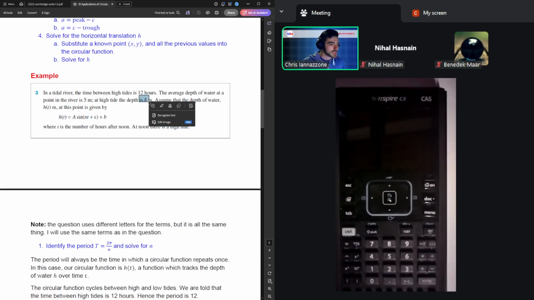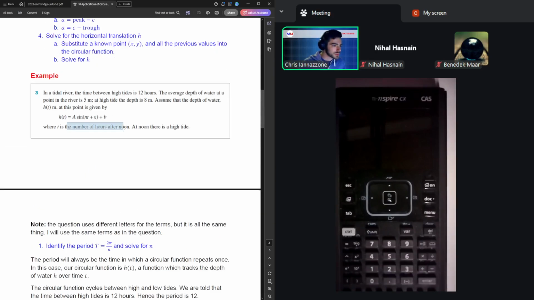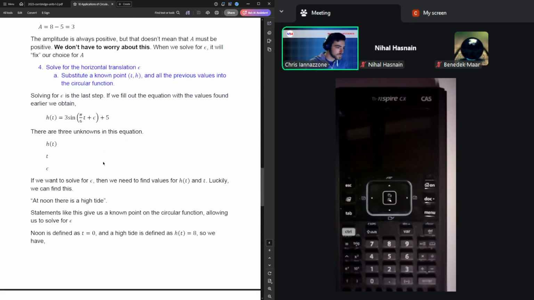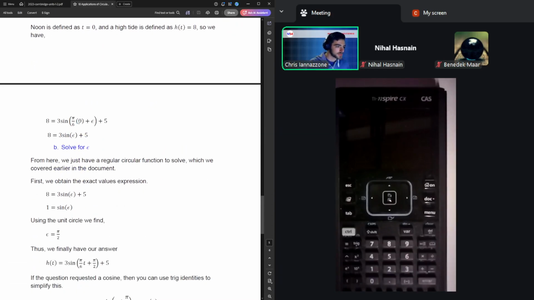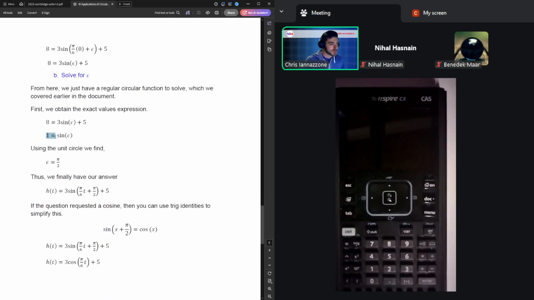We know a high tide is 8, and we know noon is going to be t equals 0, because t is the number of hours after noon. So exactly noon would be t equals 0. So we do exactly that. Shove in t equals 0, height equals 8, and continue to solve or simplify all the way down to a solvable circular function. This is where you can see that getting multiple solutions is valid, because you get down to just solving where sine equals 1.